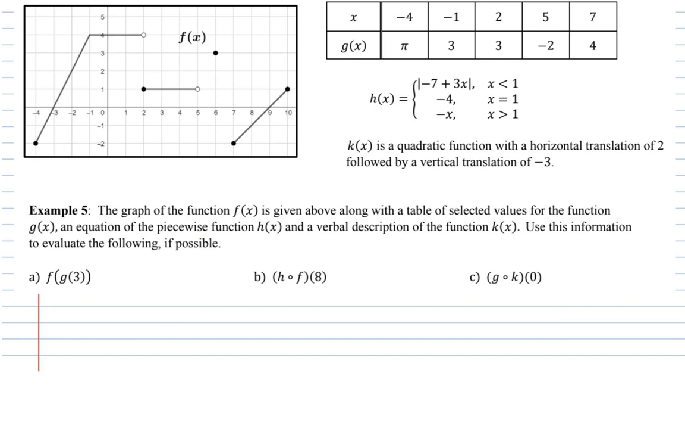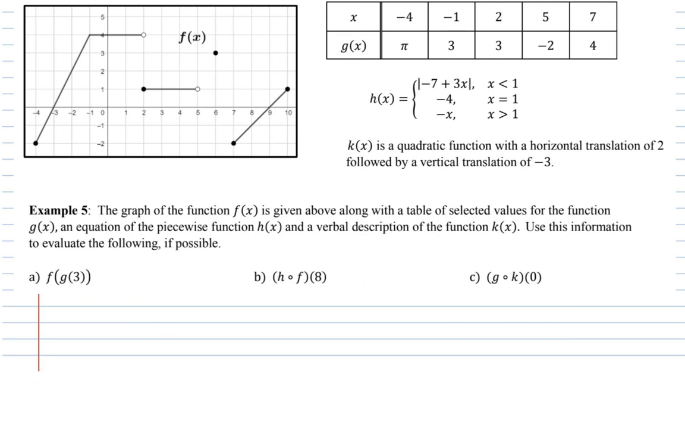Okay, so on this one, we have a couple of different functions. We have this one that's given to us in a graph, which is the f function. Our g function is given to us in a table. Our h function is given to us as a piecewise function. And then k is a description that we could actually turn into an equation, which I'm going to do right now.